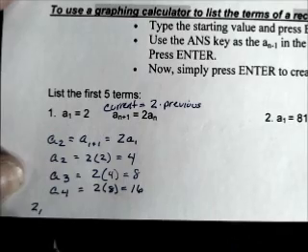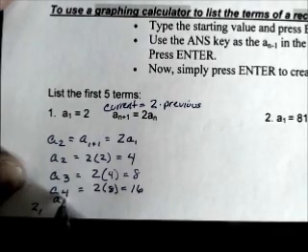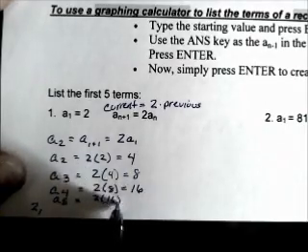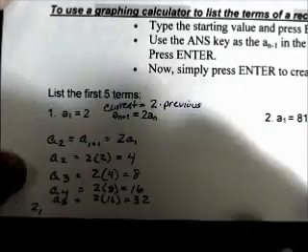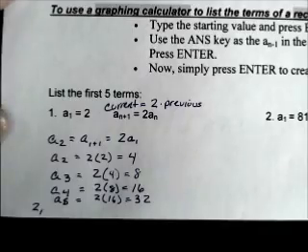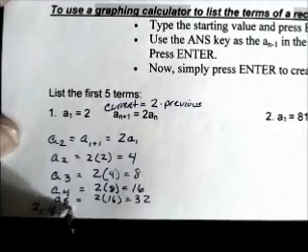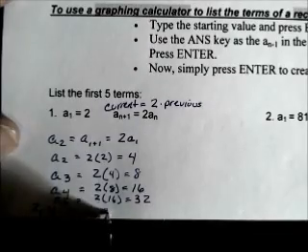And I have to squeeze in one more. The fifth term, a sub 5, is equal to 2 times the previous, which was 16. So 2 times 16 is 32. So here are our 5 terms: 2, 4, 8, 16, and 32.